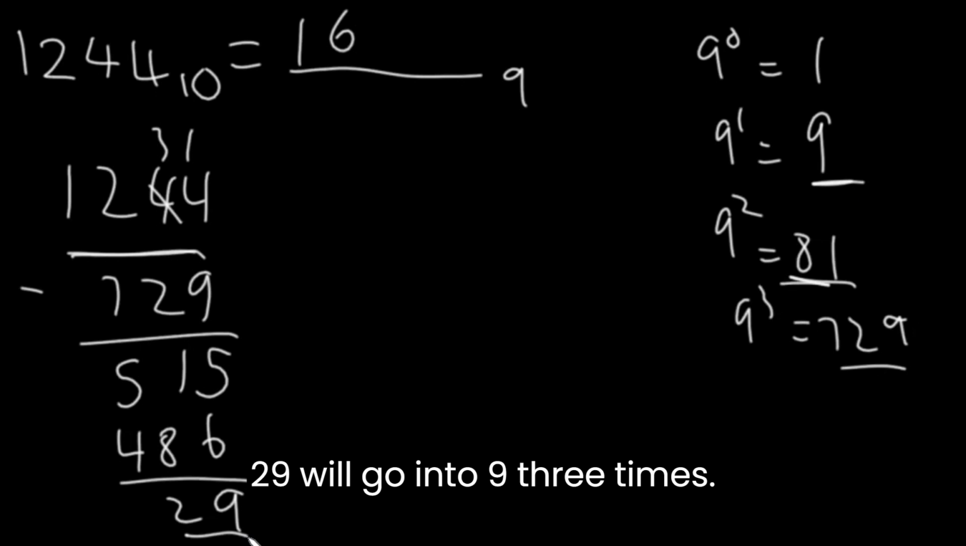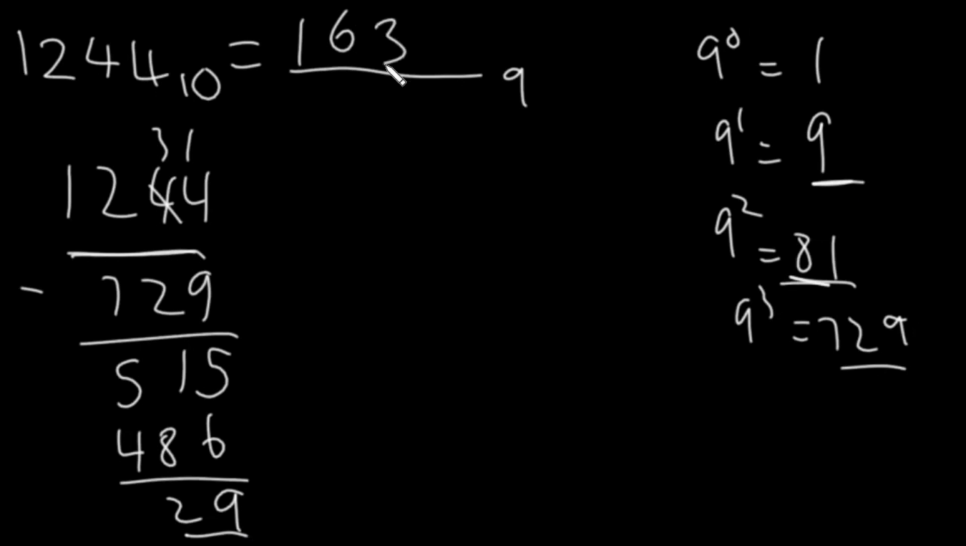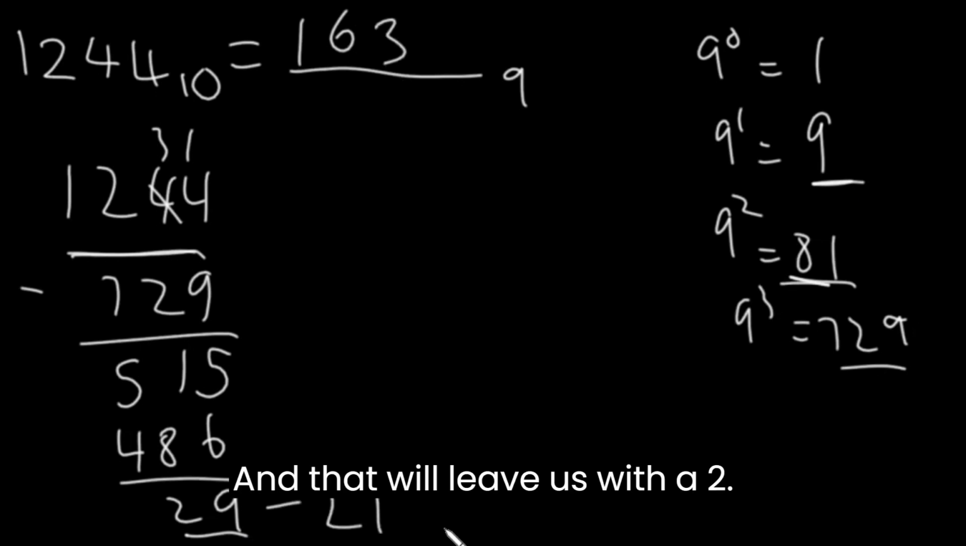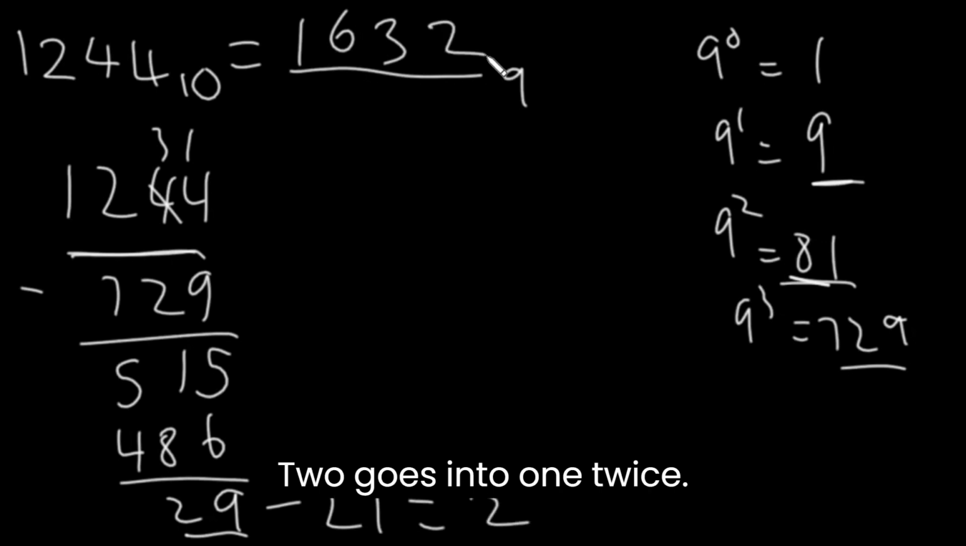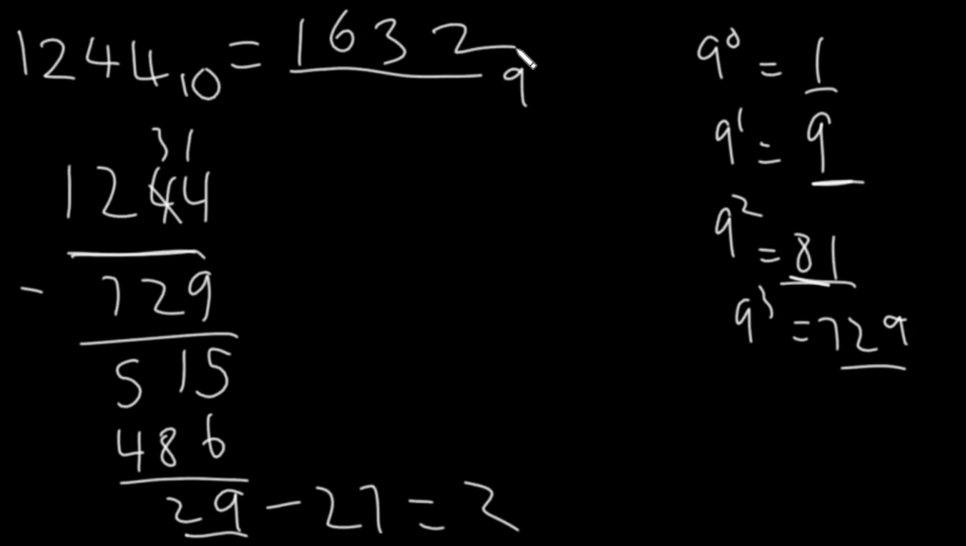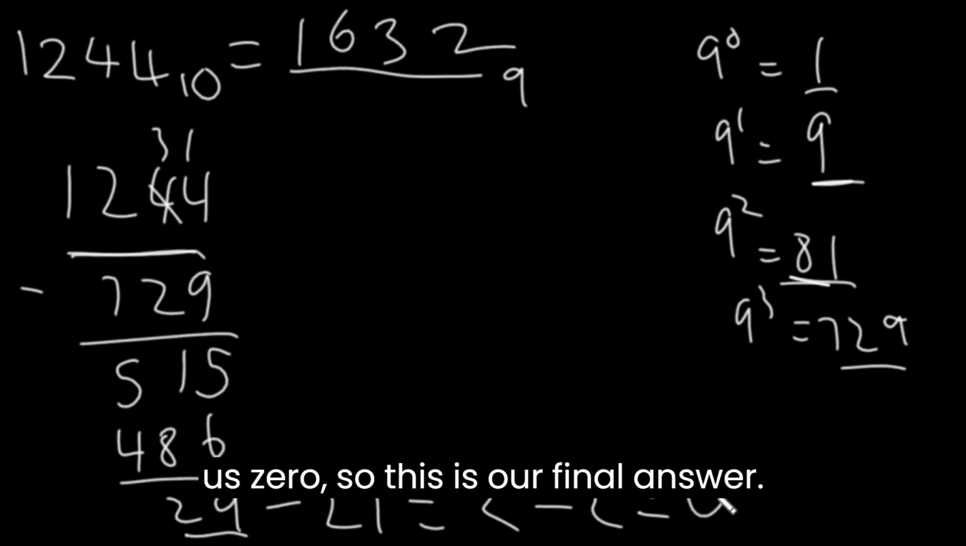29 will go into 9 3 times. And that will leave us with a 2. 2 goes into 1 twice. And this will give us a 0. So this is our final answer.